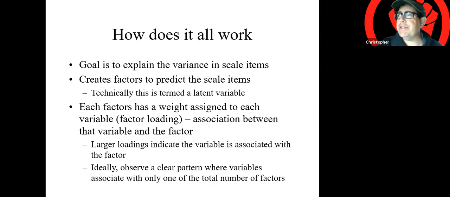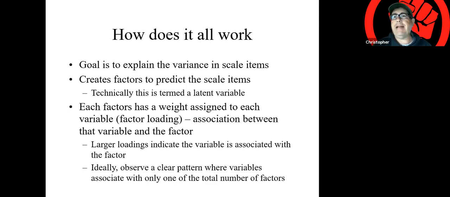What this allows us to do is to find clusters of items that tend to naturally go together, items that tend to be correlated with one another. Each factor is going to get a weight that's assigned to it, what's commonly called a factor loading, and that's the association between that variable and the factor. Large loadings mean that the variable is associated with the factor, that factor explains it very well.